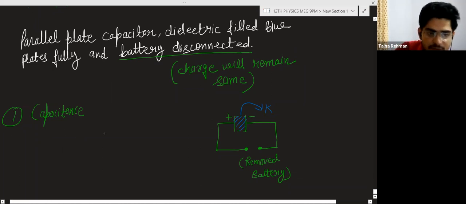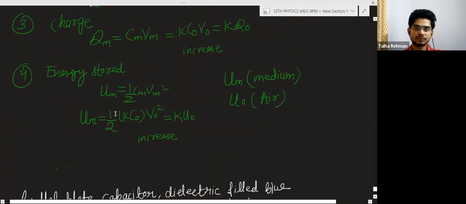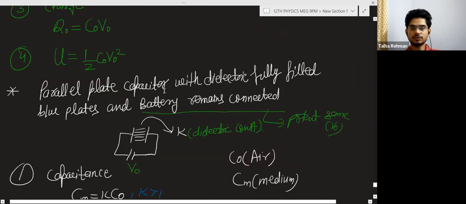And capacitance Cm. Cm means capacitance when some medium is placed, M for medium. When a dielectric of constant K is placed, the capacitance will be K times the capacitance when air is between the plates, means capacitance will increase. Why increase? Because K is greater than 1. Not always greater than 1, it is equal to 1 for air, for vacuum. And here K is greater than 1, so capacitance increases.